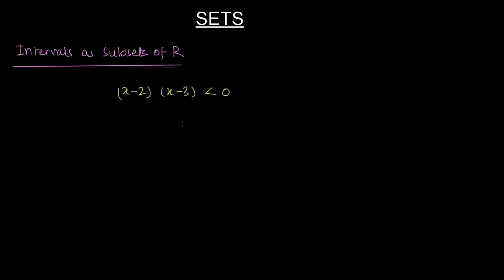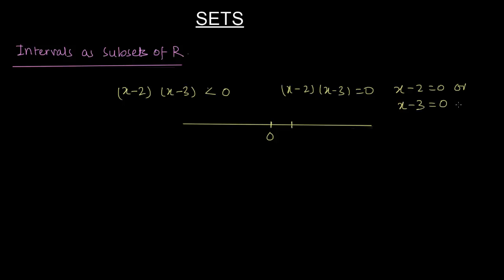Let us first of all draw a real number line, and mark those points which are the zeros of this, the values of x where it goes to 0. Those are given by (x minus 2) into (x minus 3) equal to 0, and that can happen either when this goes to 0 or that goes to 0, because it's a product. So x minus 2 is equal to 0 or x minus 3 is equal to 0, which implies x is equal to 2 or x is equal to 3.